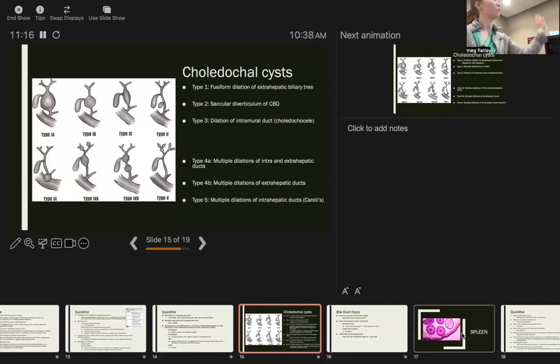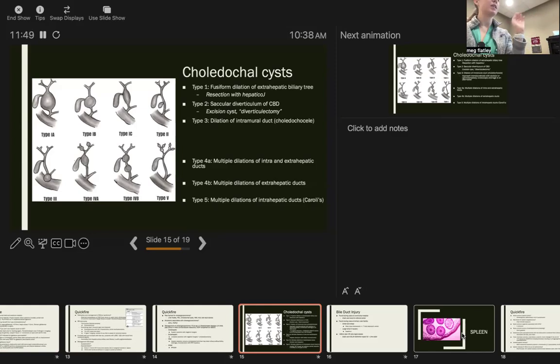Type 1 is this fusiform dilation of the extrahepatic biliary tree. Ignore type 1A and type 1B. I don't necessarily think that the difference between those two is testable. You're going to resect those with a hepaticojejunostomy. For a type 2, where you have a saccular diverticulum of the CBD, Caitlin, how do you think you can manage that? Diverticulectomy, yes.